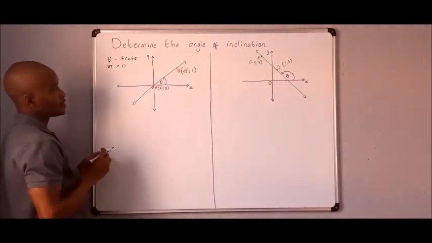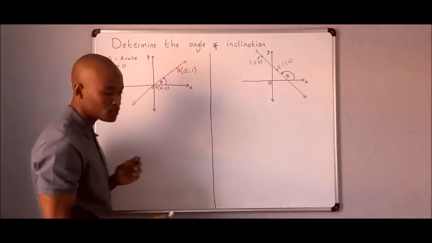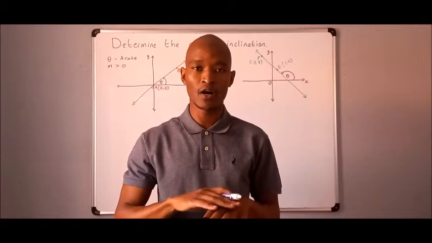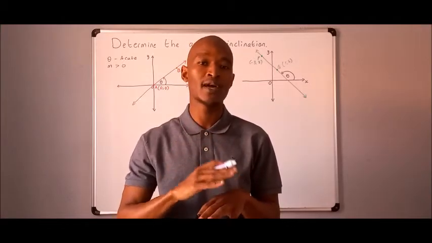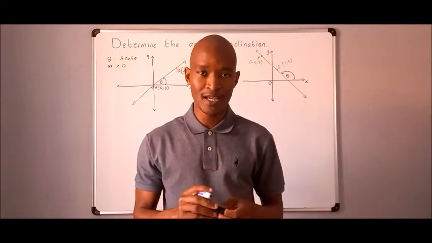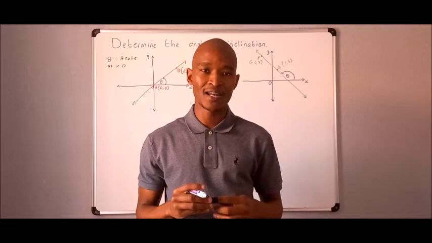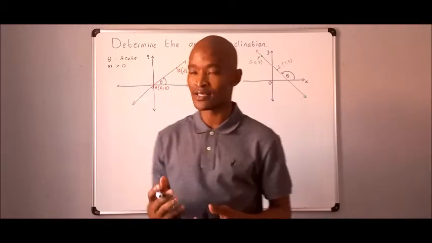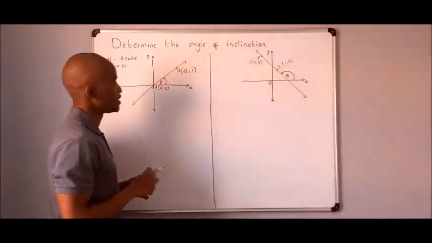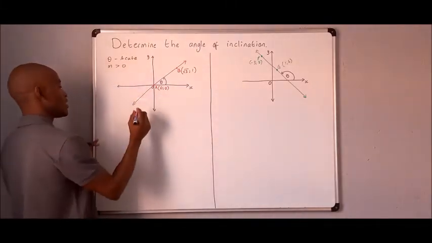Now, determining this angle theta of inclination. The angle of inclination is an indication of the degree of steepness of the line relative to the x-axis, or the horizontal axis. I'll repeat that one. The angle of inclination indicates the degree of steepness of the line relative to the x-axis or the horizontal axis. And this degree is obviously the angle that we measure, or in this case calculate.